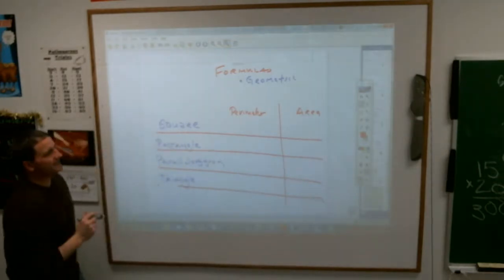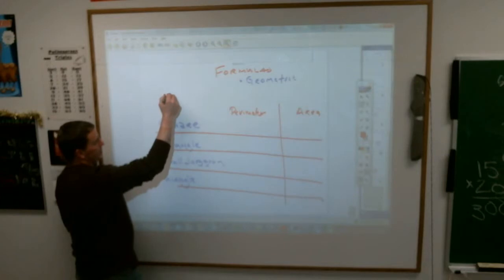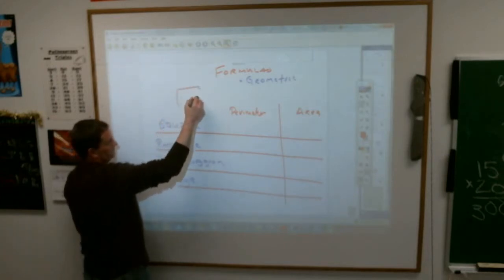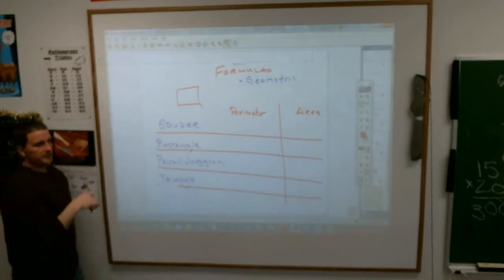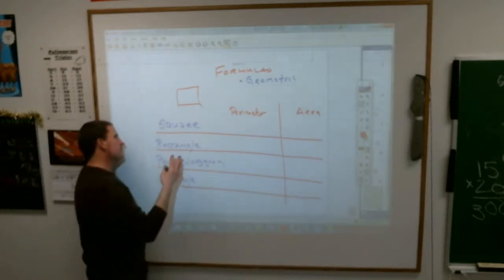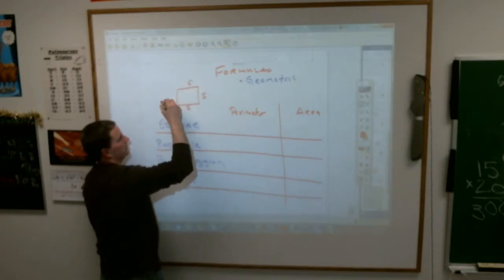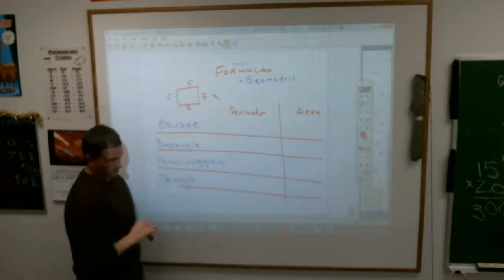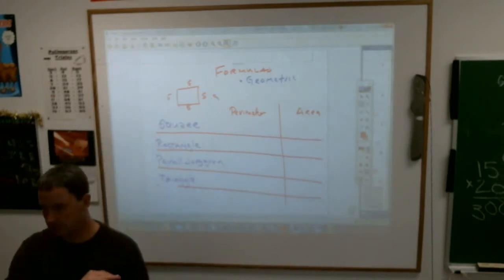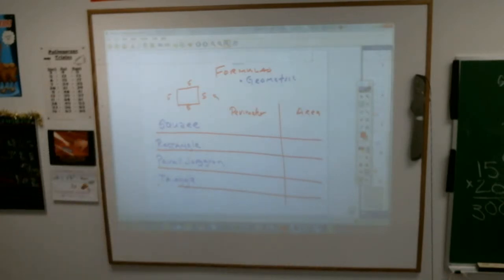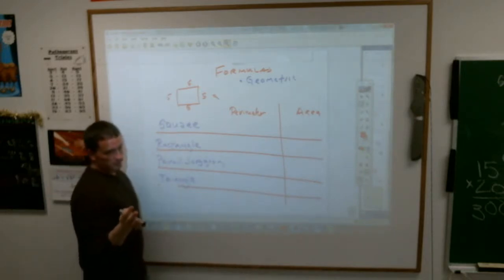Okay, so let's say you have a square. You know that every side is the same, right? Let's put numbers in there just to see. If each one was a 5, you know that the perimeter is what? Think about it for a little while. Don't jump right into the answers. The answer is what, Caleb? 20. Now, how did you find that out?